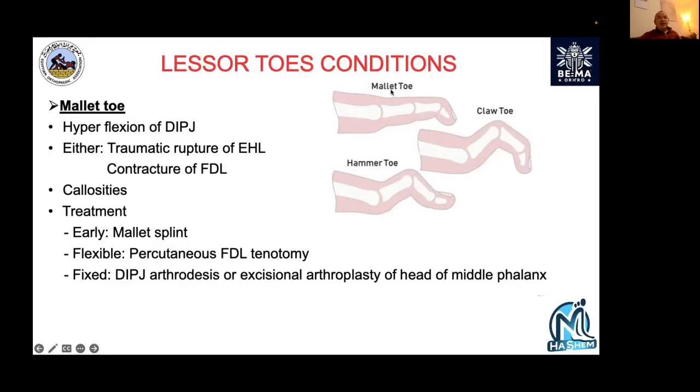So mallet toe, exactly like the mallet finger. What happened? You lost the power of the extensor digitorum longus. Either the tendon ruptured, or avulsion of the bone, whatever the cause. So all you have is flexion of the distal phalanx only. So mallet toe is exactly as the mallet finger. You have the mallet finger when the extensor digitorum longus is ruptured or avulsed. So you have a flexion of the DIP only, flexion of the distal phalanx only.